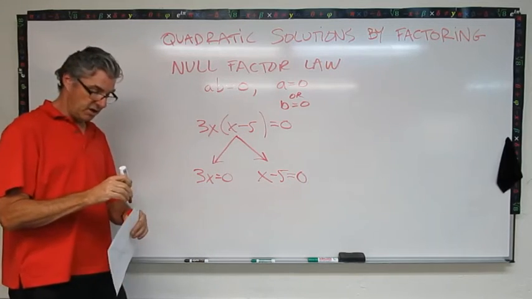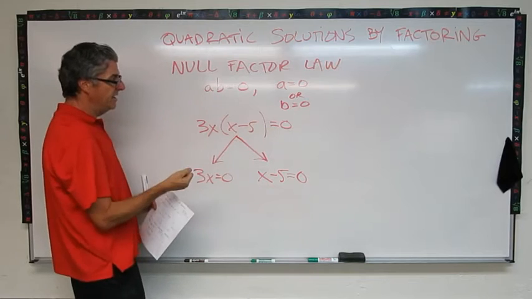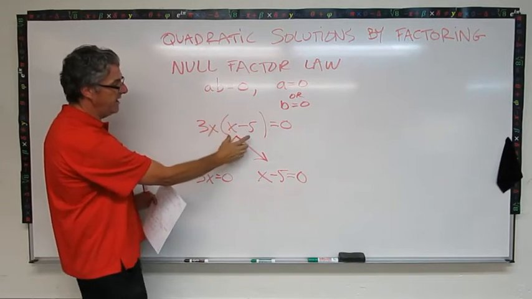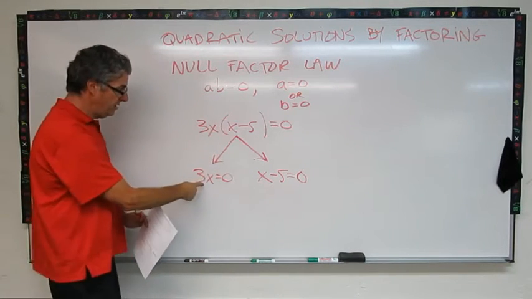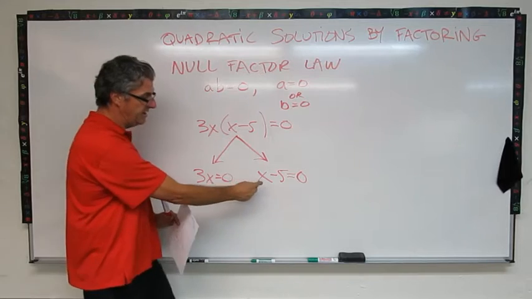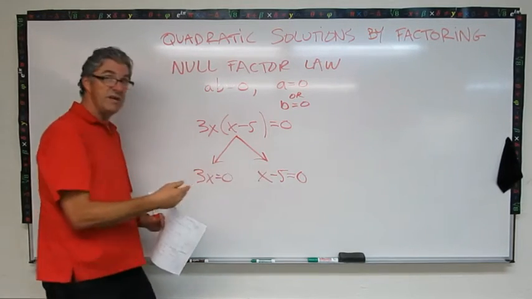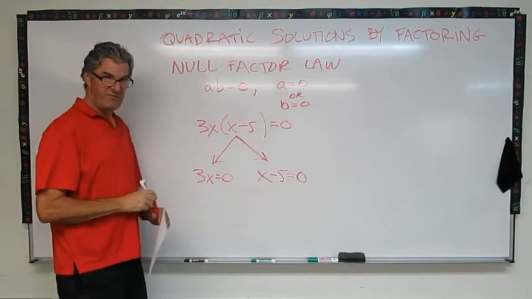So what I've done here is I've taken a look at these two terms in this equation. And I've noticed that the 3x term could be the A in this one, and the x minus 5 term could be the B in this one. So I just broke them out. I did 3x equals 0, and I did x minus 5 equals 0. All I've got to do is solve these two little equations, and I'll wind up with two numbers that solve this quadratic equation. So let's finish.